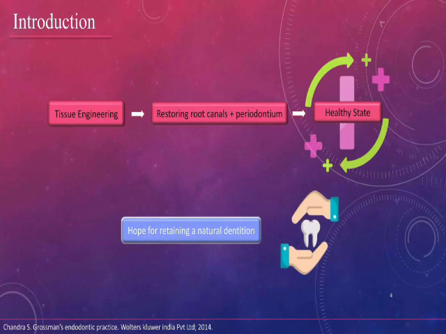Coming to the introduction, regenerative endodontics focuses on biologically based procedures designed to replace damaged structures, including the dentin and the root structures, as well as the cells of the pulp-dentin complex. Basically, it's a procedure done to form a root to completion, and then replace the pulp-dentin complex.